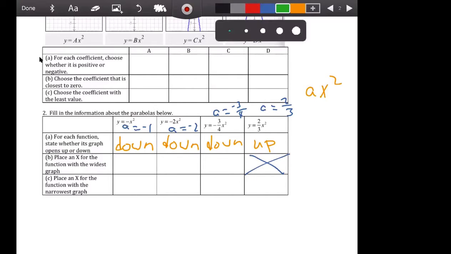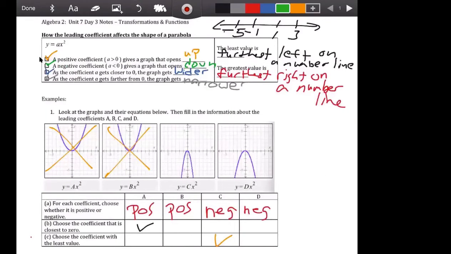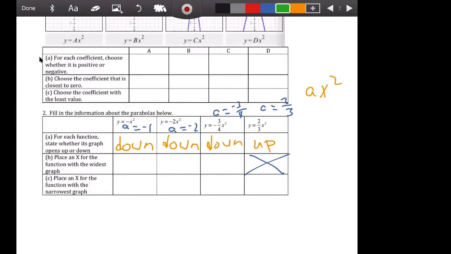All right. Place an X for the function with the narrowest graph. Well, let's go back to the top of the page and look at the narrower graph. When is a graph narrower? When the A is farthest from 0. So out of these 4 A's, I hope you can tell that -2 is the farthest from 0. So I'm going to put a big X right there. Okay. And that's it for that page.